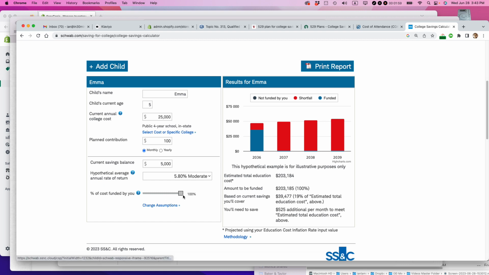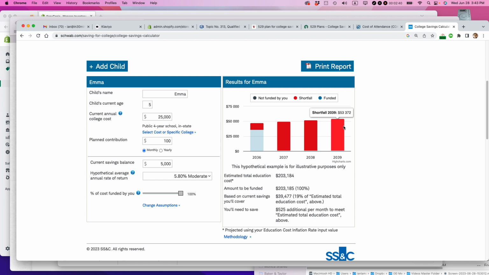You're paying 100%, and this calculator shows how much money you'll have to pay for each of the 4 years Emma is in school, starting in the year 2036, because it's 2023 right now. She'll enter school in the fall of 2036. This calculation using these inputs shows that you'll have nearly $36,000 available for her first year of school. But there's a shortfall of $11,000, and for the sophomore, junior, and senior years, it's not covered at all. So you'll have to find other ways to pay for that.